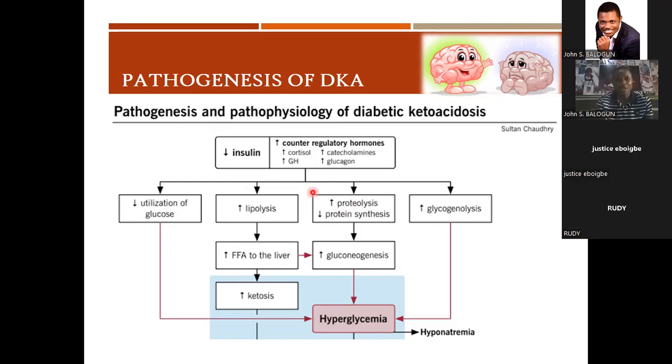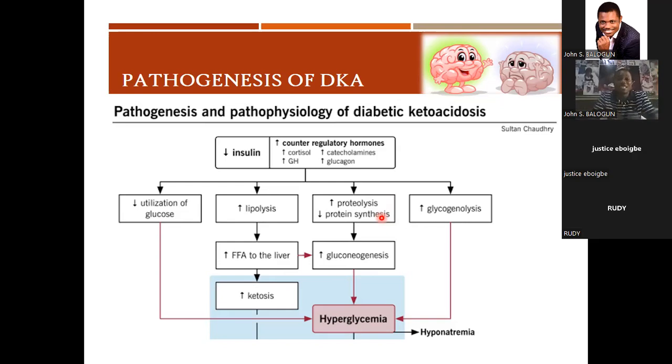So there will be breakdown of protein by a process called proteolysis. Now, when that happens, there will be reduction in protein synthesis. So protein will not be synthesized. So the overall thing that happens in decay is that there is catabolism, that is, breaking down of things. Now, that is what happens when there is no insulin.